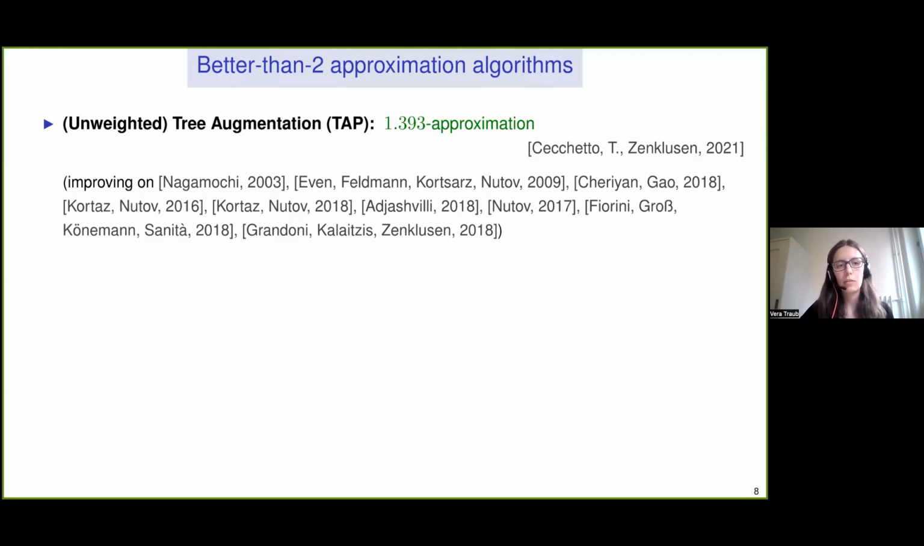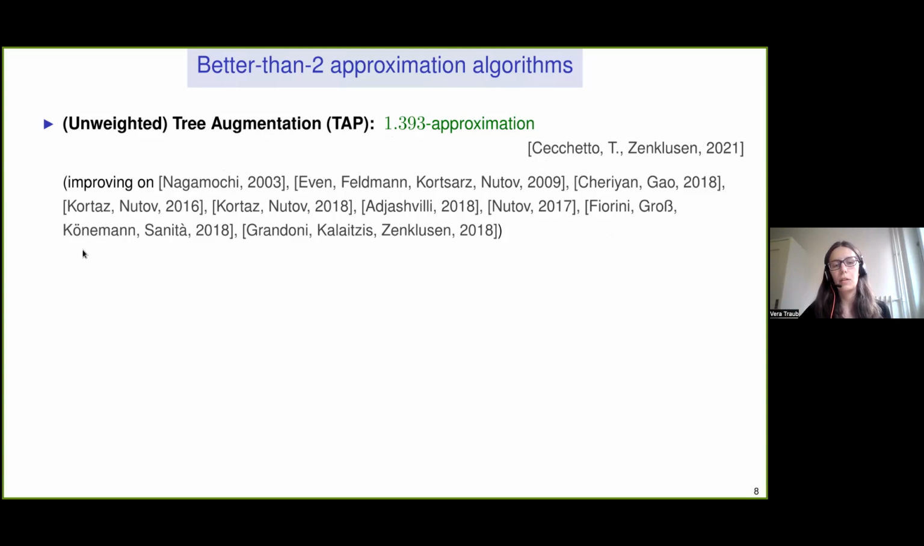So what is known there? In particular, the unweighted tree augmentation problem has been heavily studied, and there we know better-than-2 approximations for about 20 years now, where the currently best known approximation ratio is 1.393, which we obtained in some recent joint work with Federica Cecchetto and Rico Zenklusen, but you can see here this was building on a long list of prior results. So this problem, the unweighted tree augmentation problem, has been very intensively studied.